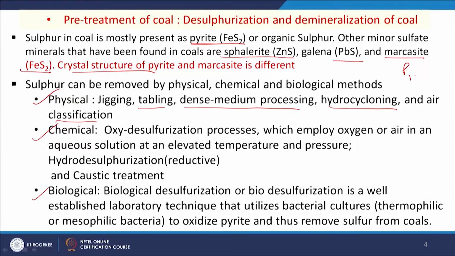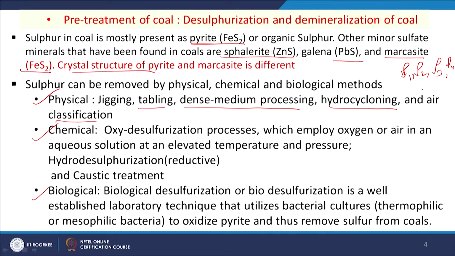Now, coal is a heterogeneous sample, and it will be having carbon and so on. If it has a number of particles, they will have different densities, say rho 1, rho 2, rho 3, rho 4, etcetera. So, different particles have different densities.